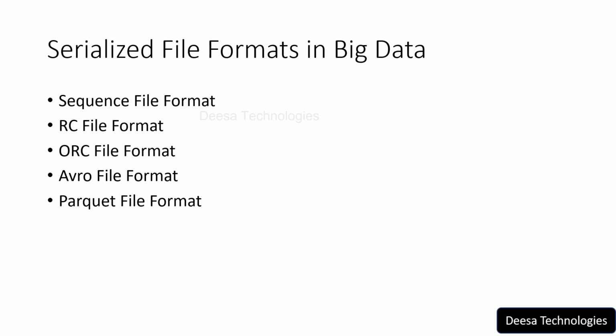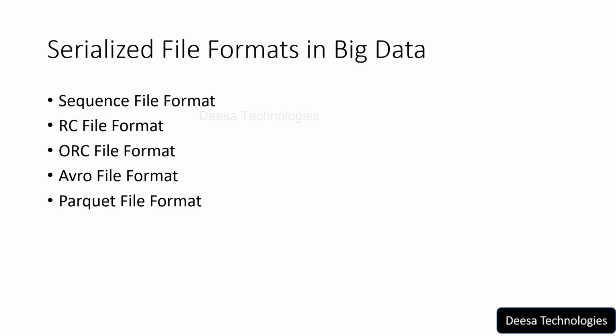These are the serialized file formats that we have in big data: the sequence file format, the RC file format, the ORC file format, Avro, and Parquet. Now, sequence and RC file formats are kind of extinct. They are not used much in projects. The remaining three file formats, ORC, Avro, and Parquet, are used very extensively and for different use cases.